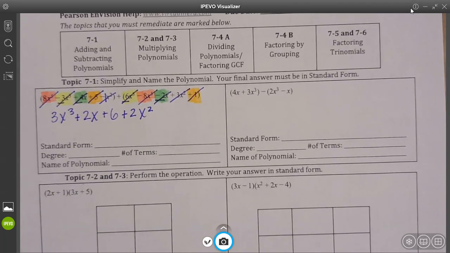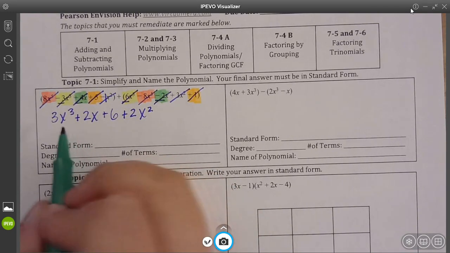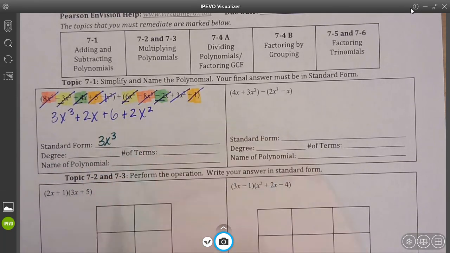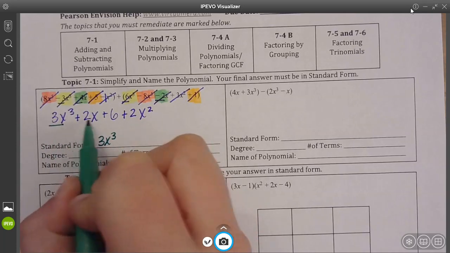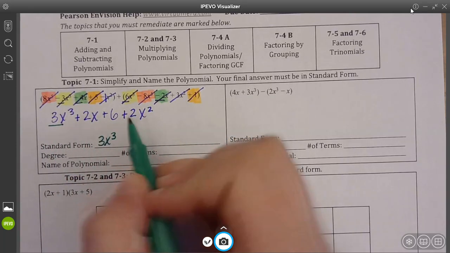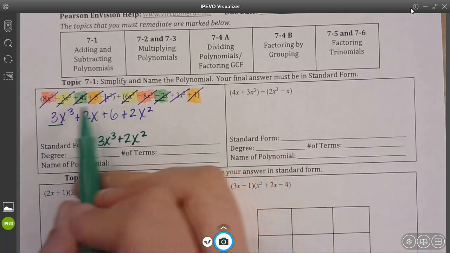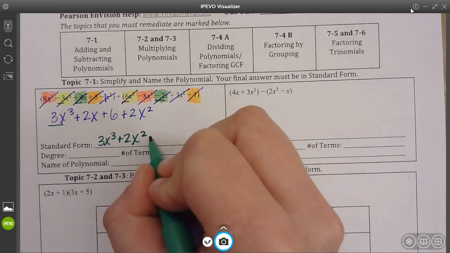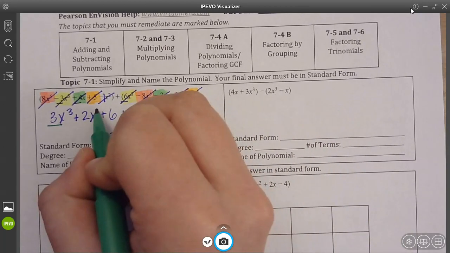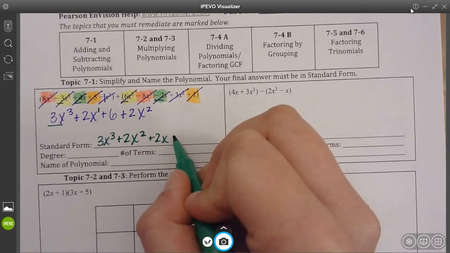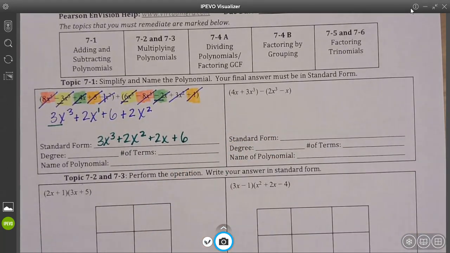When we're writing something in standard form, the highest exponent has to go first, and then you just go down the list from there. So the highest exponent that I see is 3. So that whole term, 3x cubed, is going to go first. But then my next highest exponent is this 2x squared. So that's going to go next. And then my next term would be my plus 2x. Remember that this has a little invisible exponent of 1. And then last but not least, all of the constants go at the end.